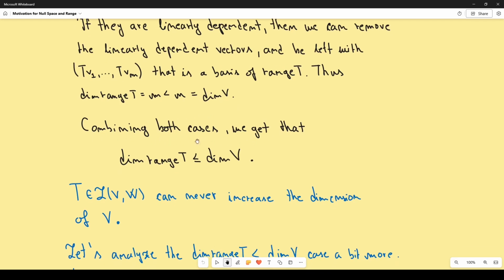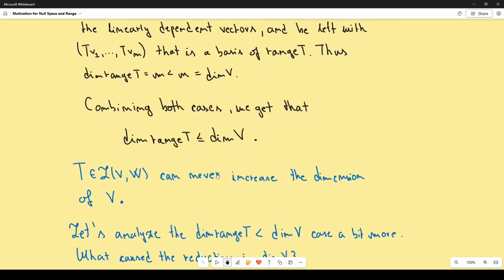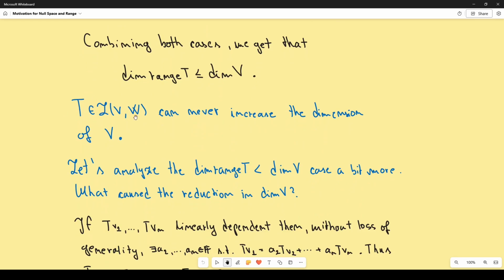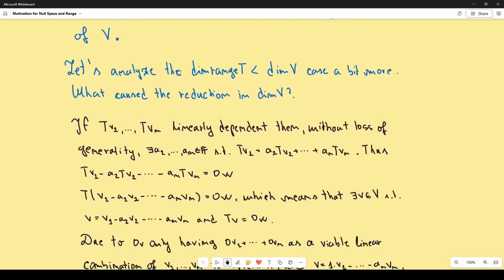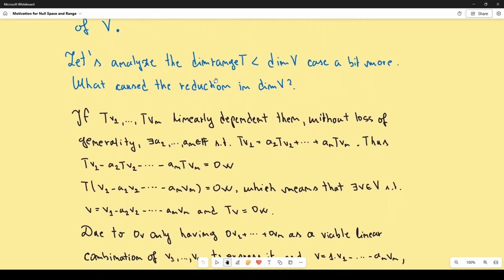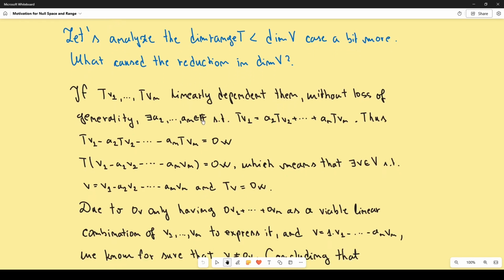Now, combining both cases, we get that, in general, the dimension of range T is less than or equal to the dimension of V. So, conclusion, T can never increase the dimension of V. Linear transformations either preserve the dimension fully or they can end up reducing it. So, let's analyze the case when our T reduces the dimension of V. What caused the reduction in the dimension of V?